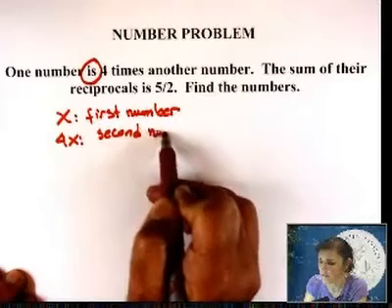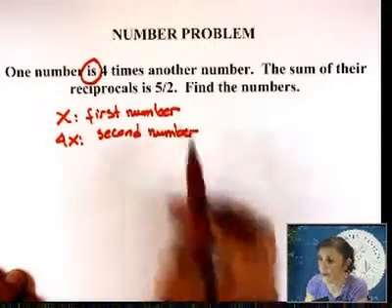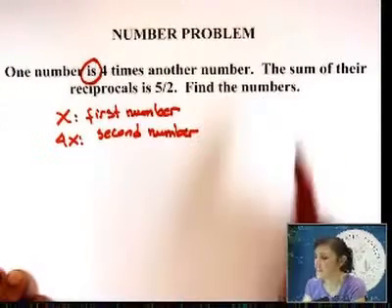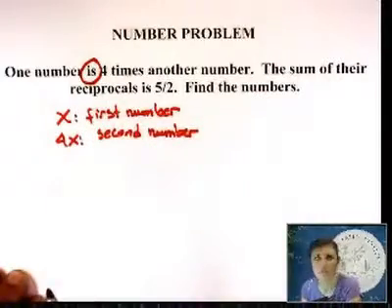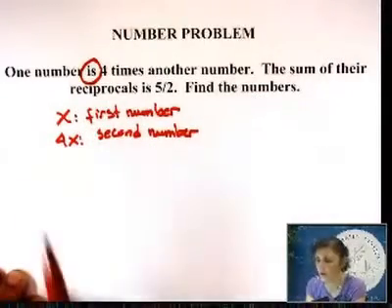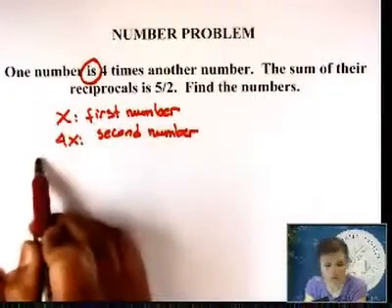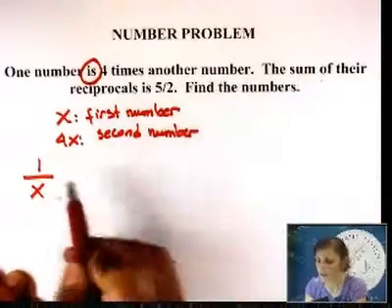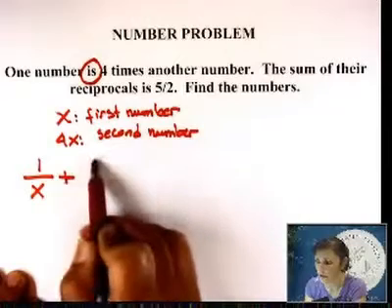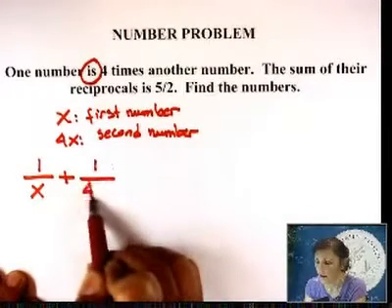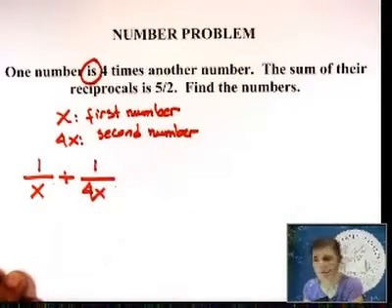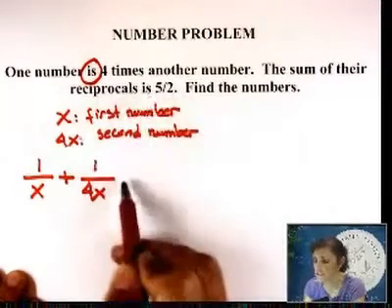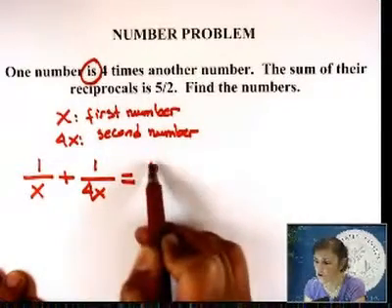Does it make sense? All right. Now, the next thing it says, the sum of their reciprocals. Reciprocals, that means you flip them over. So, the reciprocal of x is 1 over x. Sum of, remember your keywords, that means you're adding them. The reciprocal of 4x is 1 over 4x. It says is, that means equals, 5 over 2.